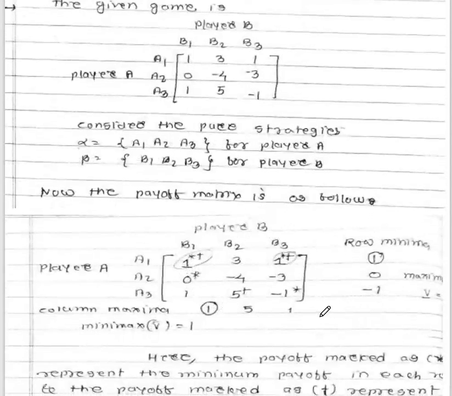Now we will find the row minima of this payoff matrix. The first row minimum is 1. The second row minimum is 0. The next row minimum is -4. Then the third is -1. Here is a mistake.